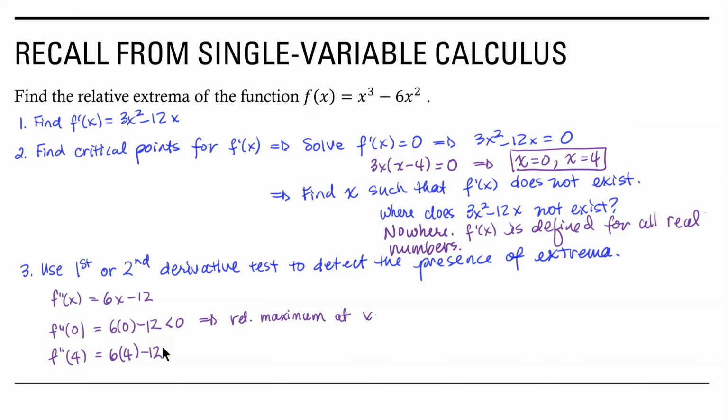at x equals 0. And then if I evaluate my second derivative at 4, I have 6 times 4 minus 12. 6 times 4 is bigger than 12, so this is going to be a positive value. And so this will be a relative minimum at x equals 4. So while I might have been able to graph this function and determine whether they were relative maximums or minimums at these critical points, we do need to know how to use calculus to do so.